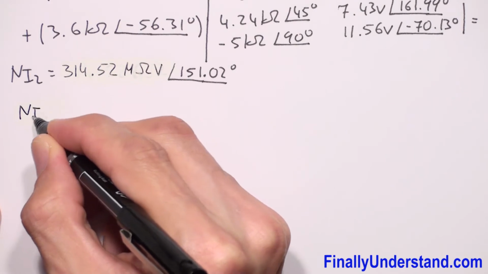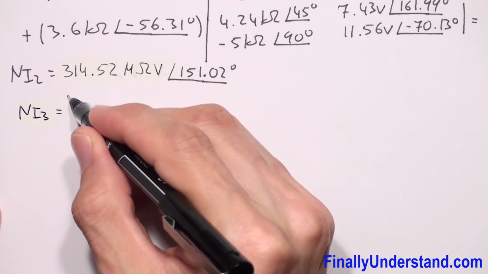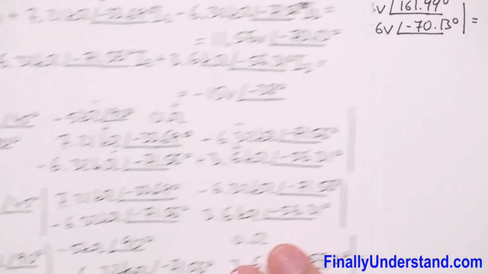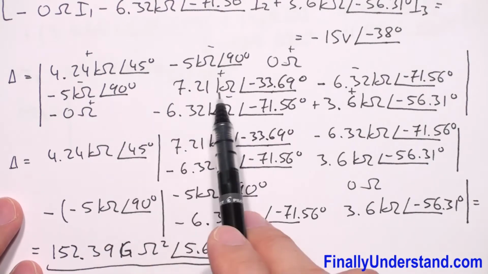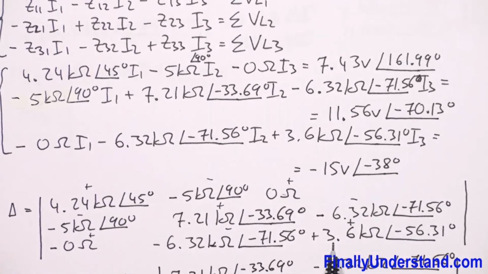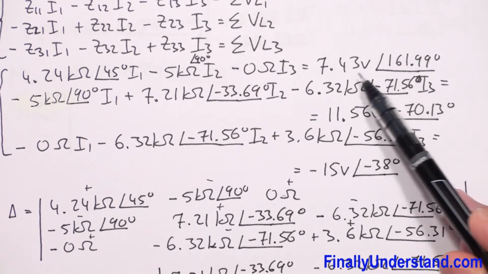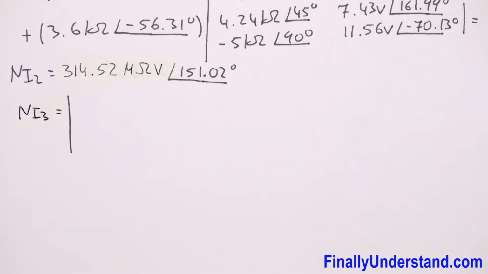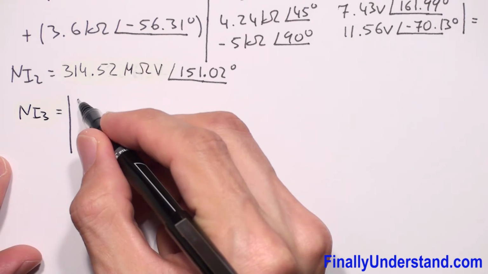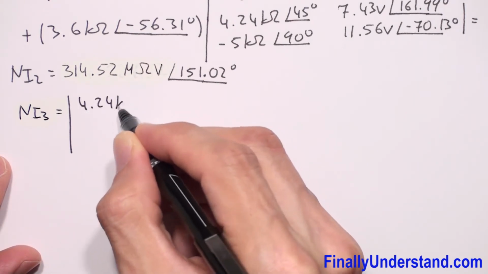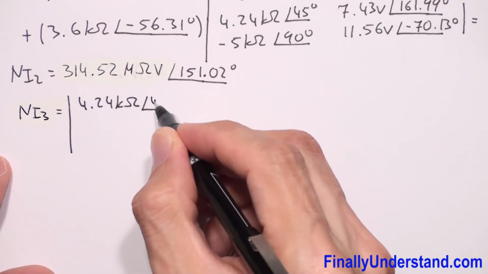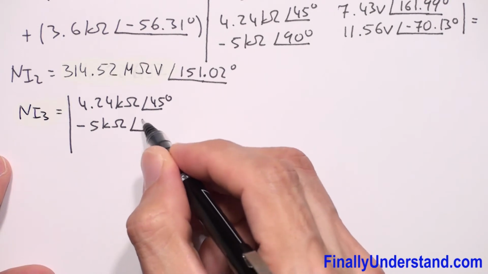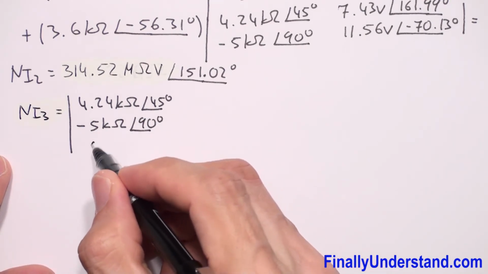Now we're supposed to find Ni3. So if Ni3 is equal, I'm supposed to copy down the first two columns from my delta. Okay, so I'm going to copy down these two columns, and the third column I'm going to replace by the voltages. Let's copy this down. So in delta, my first column is 4.24 kilo ohms and angle of 45 degrees, and I have minus 5 kilo ohms and angle of 90 degrees, and I have 0 ohms.